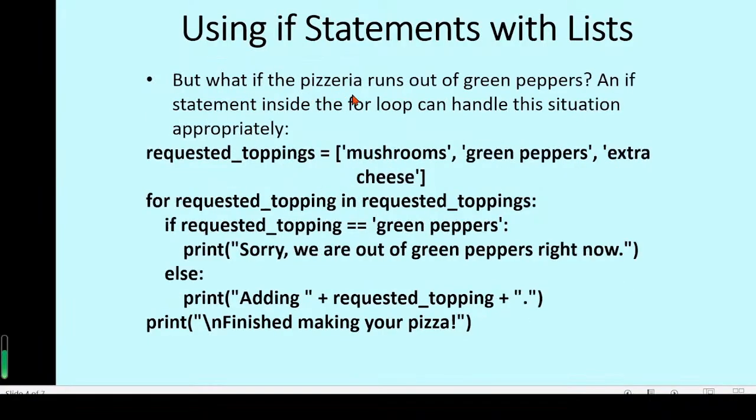But what if the pizzeria runs out of green peppers? An if statement inside the for loop can handle this situation properly. So this is requested topping, and in the for loop we can test using an if statement. If requested topping equals green peppers, then the message, sorry, we are out of green peppers right now, will be printed out. Otherwise, if this test fails, which means the requested topping is not equal to green peppers, then the message adding this requested topping will be printed out.